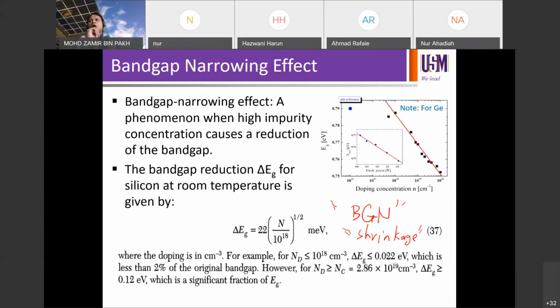So let's recall. When do you start seeing the band gap narrowing effect? At which doping level, from a previous topic? At which level do you start seeing BGN? I mean in terms of doping level. Is it 10 to the 16, or 17, or 18, or 19? When do you start seeing the effect of band gap narrowing? Usually.